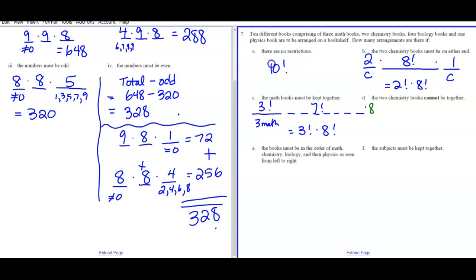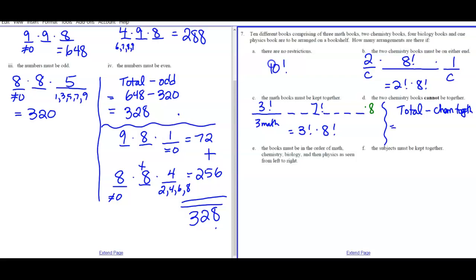Okay, and then D, again, is the complement. So 2 chemistry books cannot be together. Well, we already calculated the 2 chem books are together. So this is the complement. So we'll go total minus chem together. The figures that you're asking on your end. Oh, yeah. Okay. Well, we'll still do that.